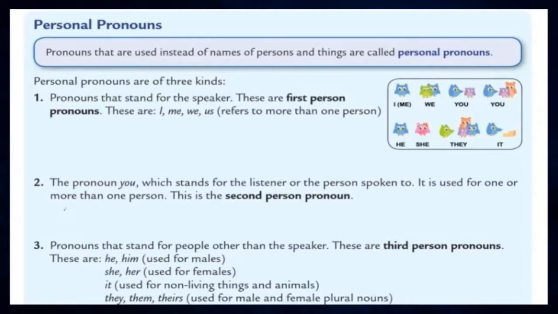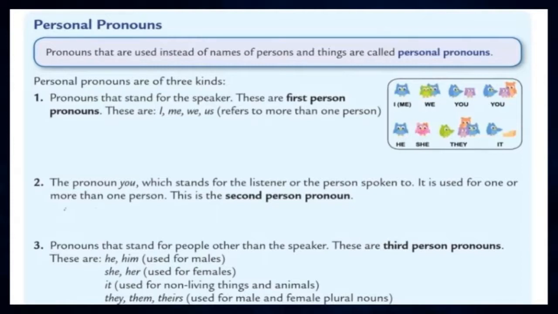Look here. You. We can use the pronoun you for singular as well as plural also. One more thing, just keep it in your mind. It stands for the listener or the person spoken to. It is used for one or more than one person, and we can use the pronoun you in singular and plural also.